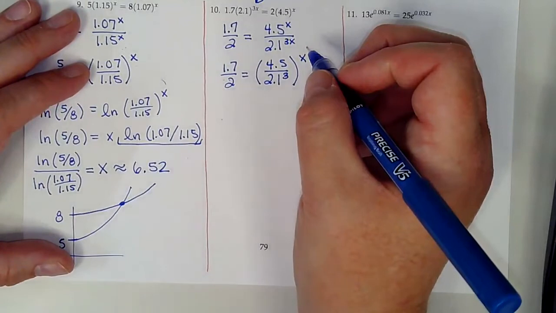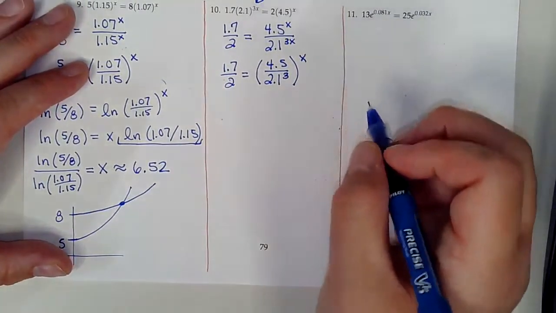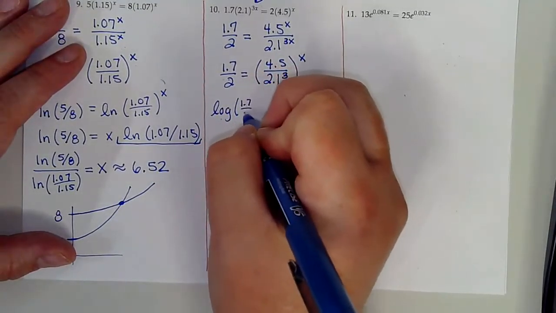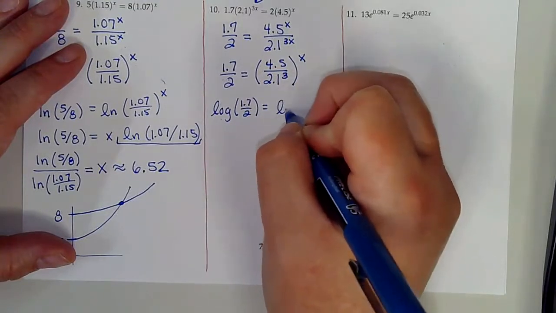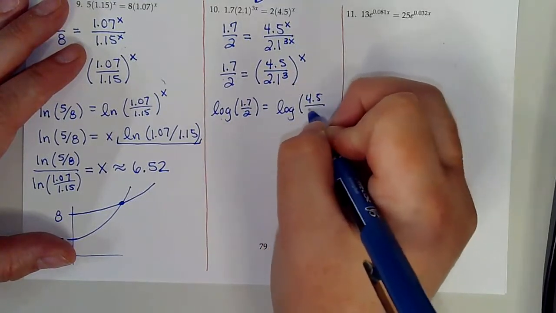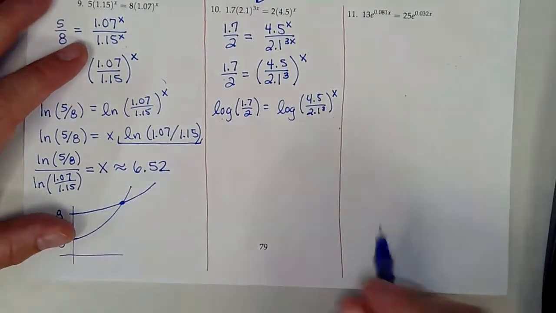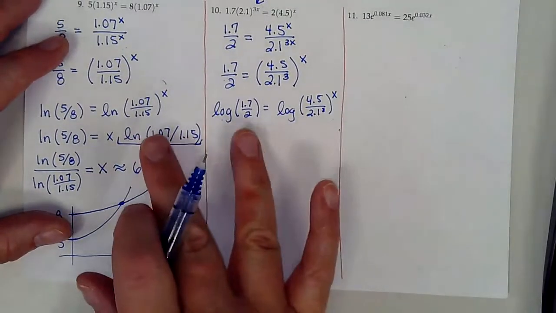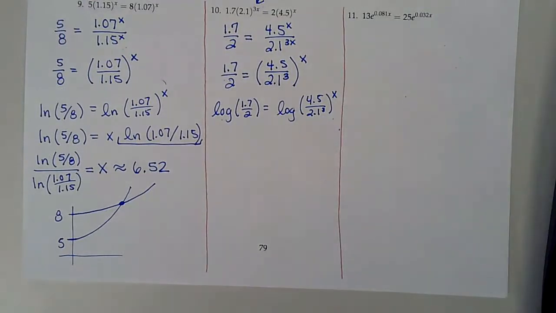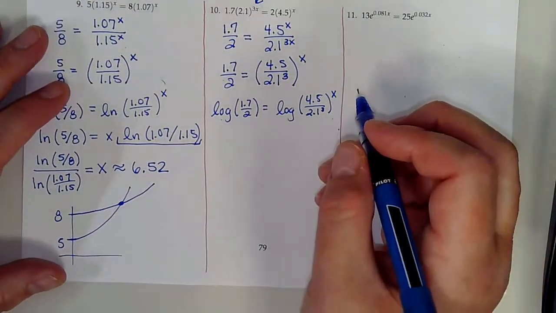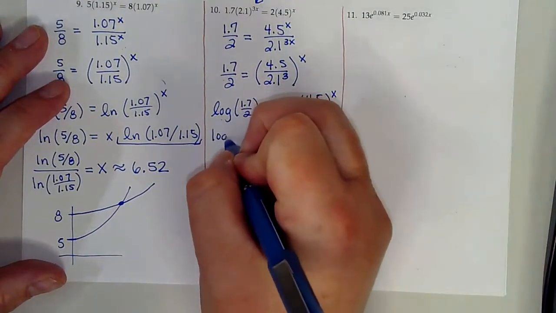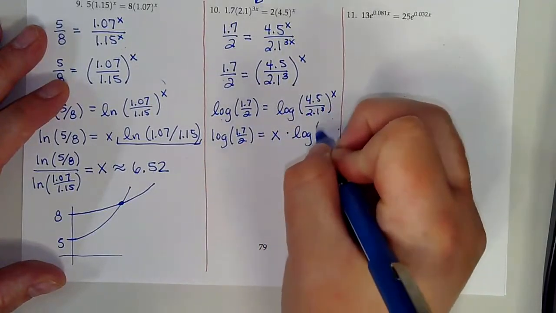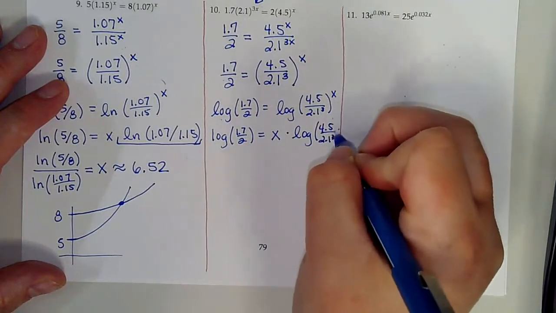So now is a great time to use a logarithm to simplify this and bring that x down in front. I'll use common log this time. So I have log of 1.7 over 2 equals log of (4.5 over 2.1 cubed) to the x. It doesn't matter whether I use natural log, common log, or any logarithm on these two. There's not a super advantage to using one or the other here, but both of them will work. I'll bring that x down in front. So I have log of 1.7 over 2. Using the law of logs gives me x times the log of 4.5 over 2.1 cubed.